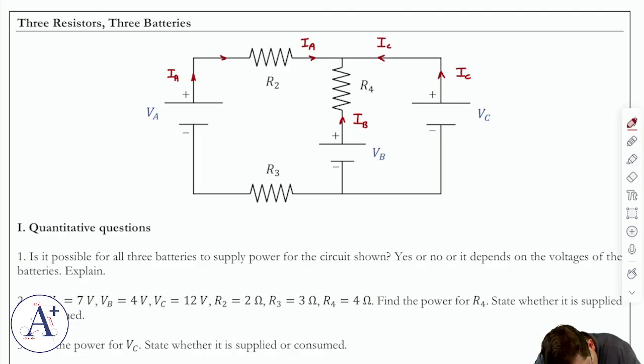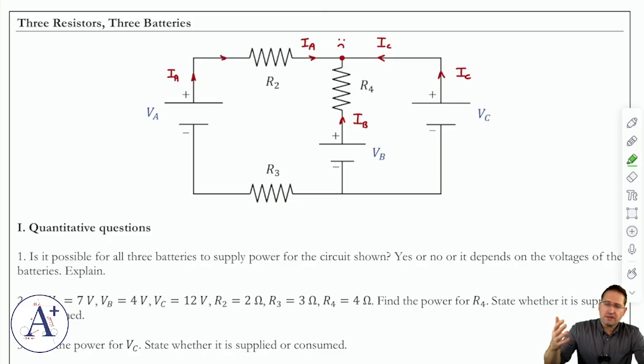Okay, now the problem is that I get an issue at this node. I have 3 currents converging at the node. So at the node, I have the sum of the incoming currents is IA plus IB plus IC. The sum of the outgoing currents is 0.